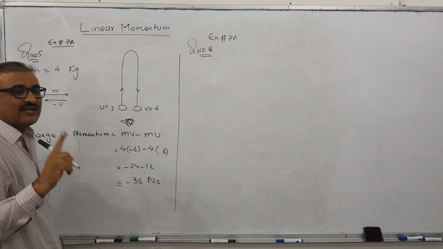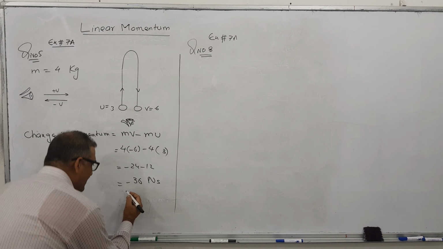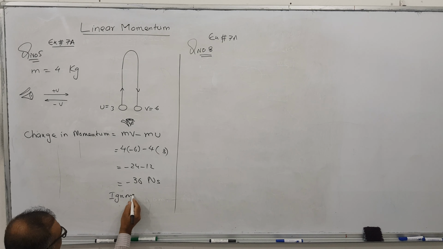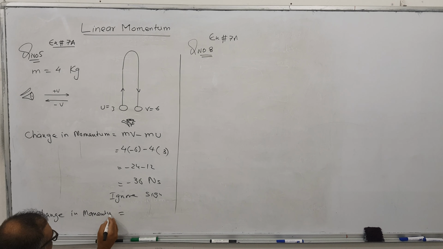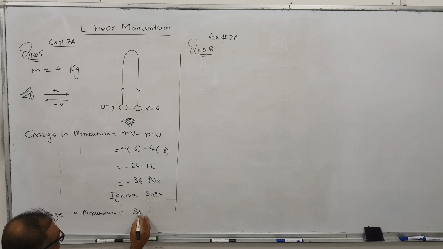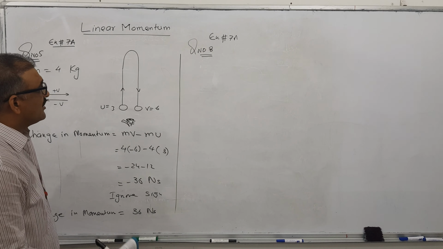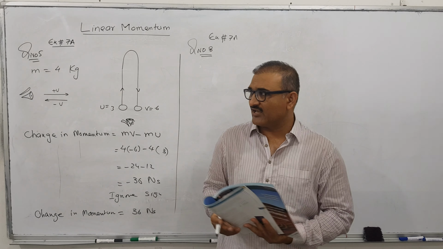But we have to eliminate the negative sign; the negative is not important here, so ignore the sign. So we got a change in momentum of 36 Newton seconds, and you know very well the unit is Newton seconds. This is a little bit tricky example we have.